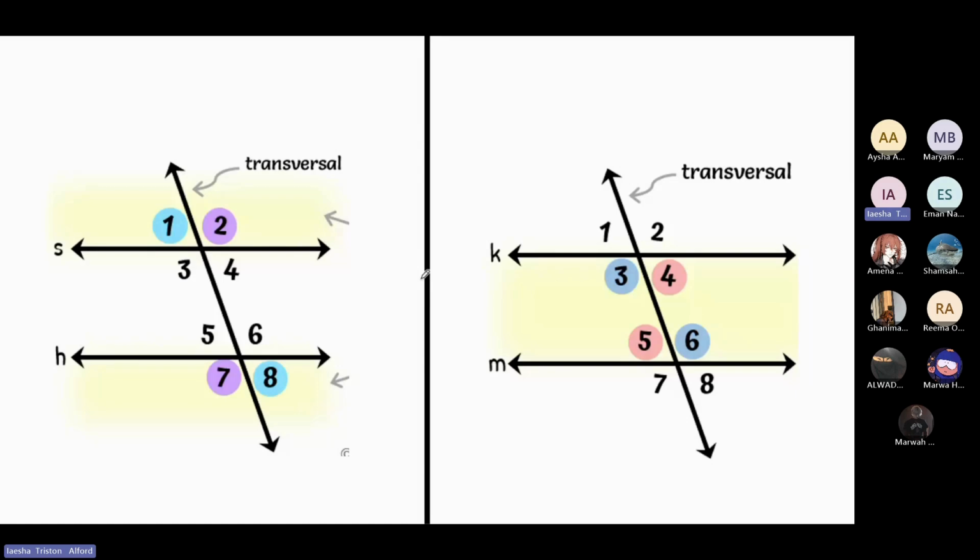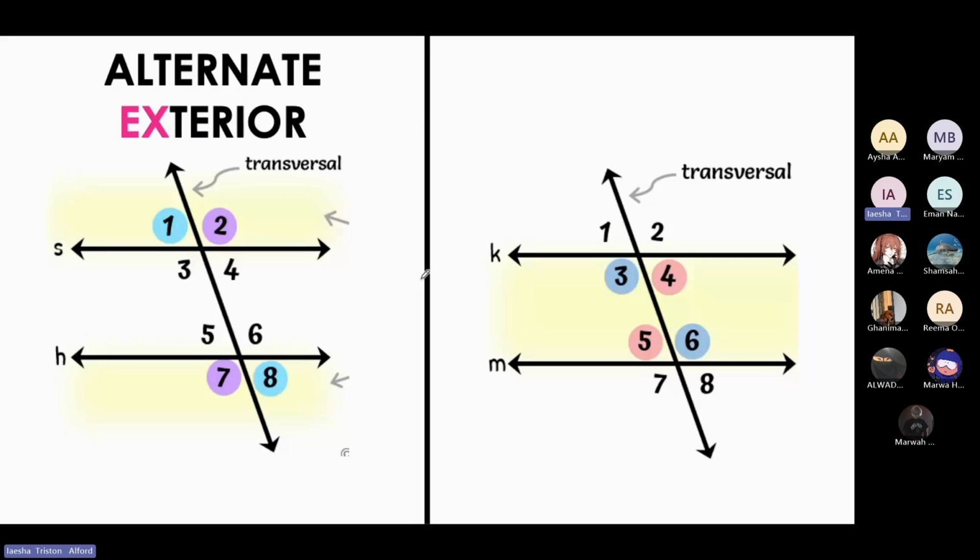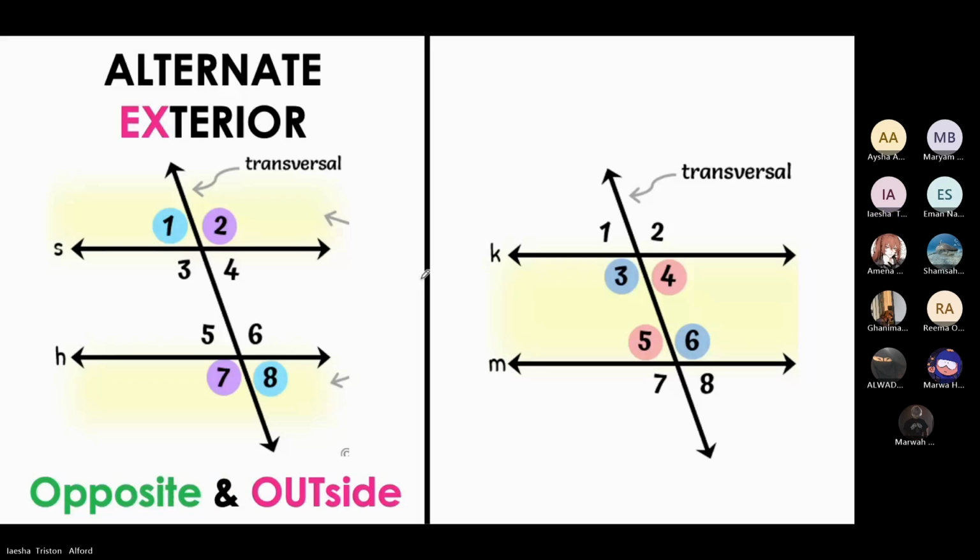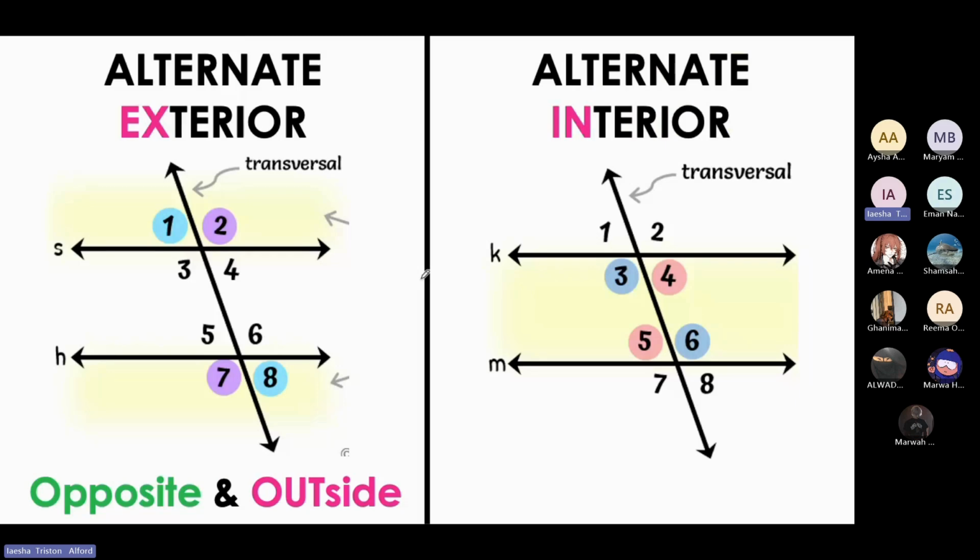So 1 and 8 has a name. What is the name of that? Alternate exterior. They are on opposite sides of the transversal and outside of the parallel. 3 and 6, it has a name. Alternate interior. So 3 and 6 are on opposite sides of the transversal and inside the parallel. The yellow part is inside the parallel. So the name is alternate interior.